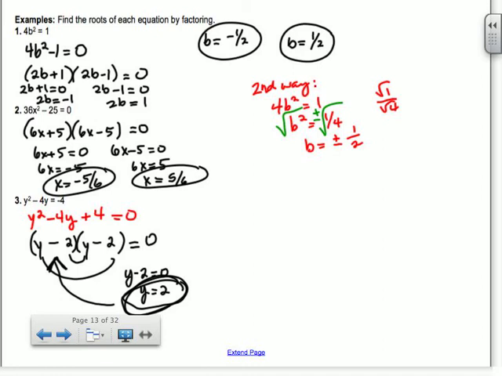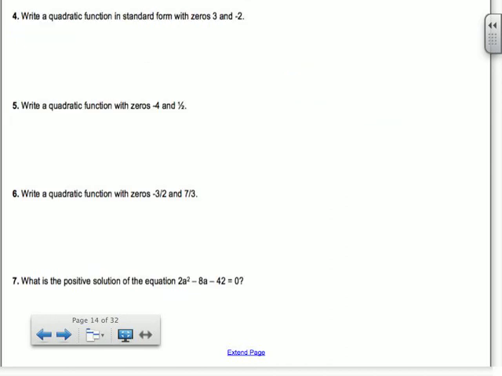Okay, so if I'm going to have 3 and negative 2 as zeros, that means for my function, I need to have certain factors. So if I want a zero of 3, what factor do I need? Kendall, what do you know? I need x minus 3. See how if you have a zero of 3, 3 would make that 0.